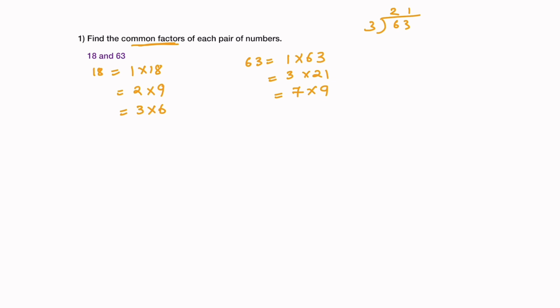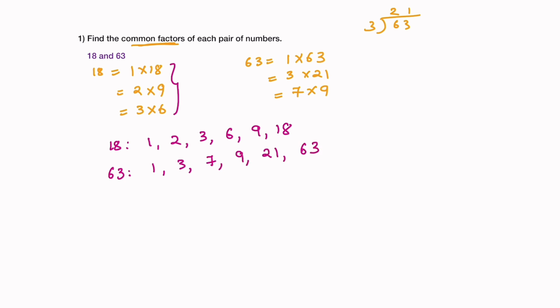Now the next step here is to list it down. So we say that 18, the factors are 1, 2, 3, 6, 9 and 18, right? So all these numbers that you have here, you list them down and have comma as the separators. Same thing for 63. 1, 3, 7, 9, 21 and 63.